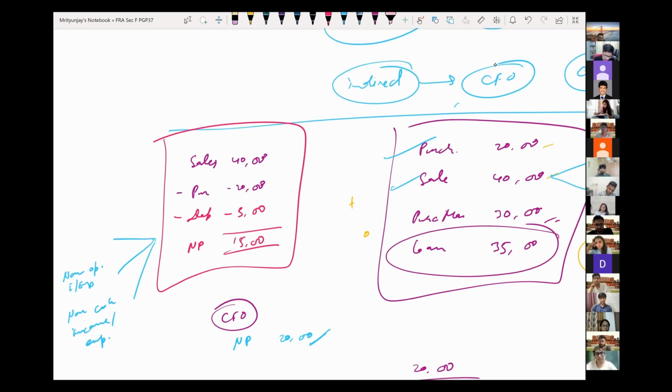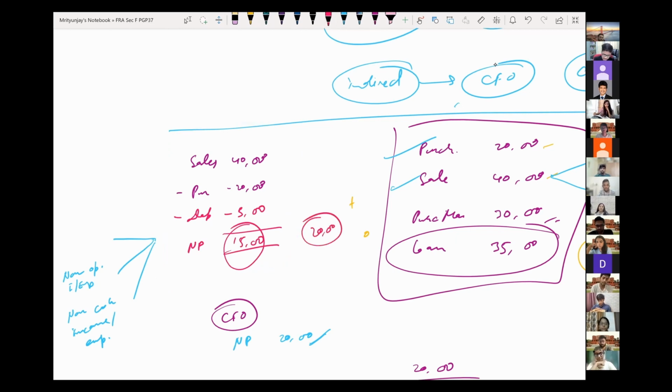Now, if somebody asks me what was the cash flow from operating activities this year, I can straight away say that 15 lakh was profit, but this was after subtracting 5 lakh of non-cash expenses. So my cash would have been 5 lakh higher. Basically, my cash flow from operating activity would have been 20 lakh. What did I do just now? I said that 15 was my profit, but this profit is after taking a hit of 5 lakh of non-cash expense.